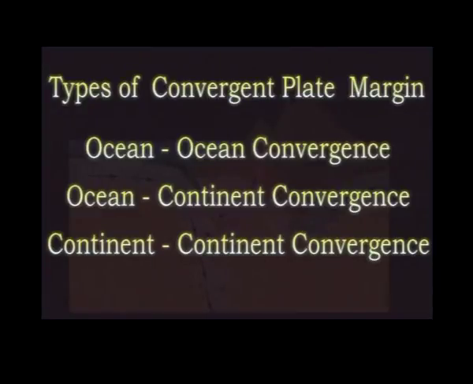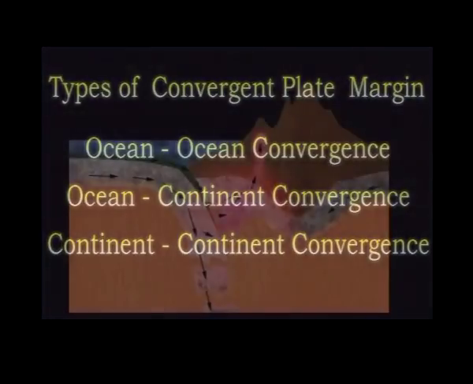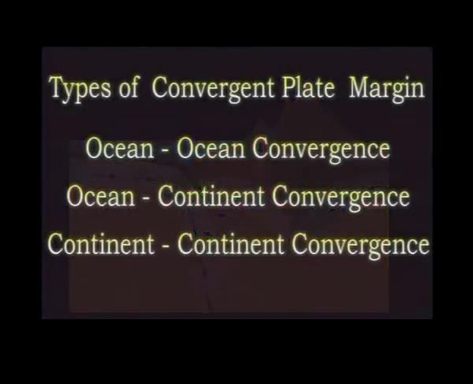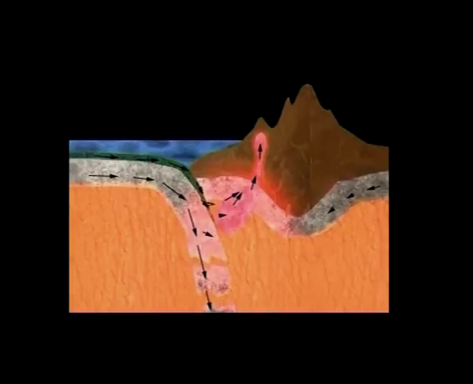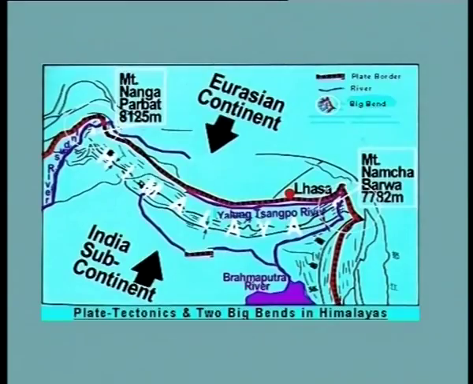A second type where one continental and one oceanic plate come together, and the continental plate, because of its lighter material, has a higher buoyancy and the oceanic plate goes down. And the third variety is where two continental plates riding piggyback on oceanic crust come together, converge together. This can be exemplified by the movement of the Indian plate towards the Eurasian plate.